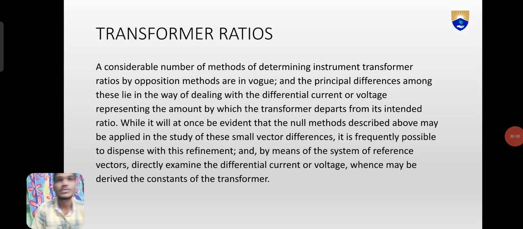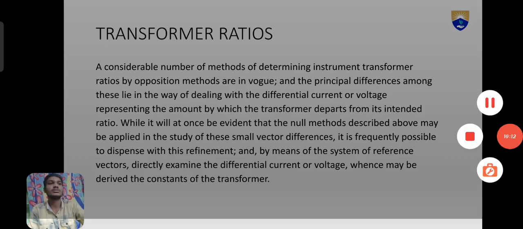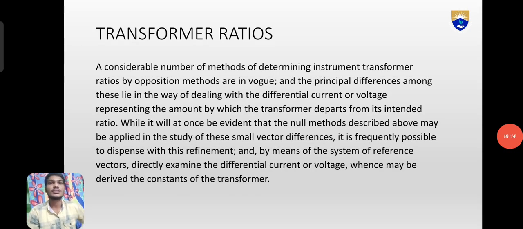Transformer ratio. A considerable number of methods of determining the instrument transformer ratio by null methods are in vogue, and the principal differences among them lie in the way of dealing with the different currents, voltage responsibilities, respecting the amount by which the transformer departs from its indicated ratio.